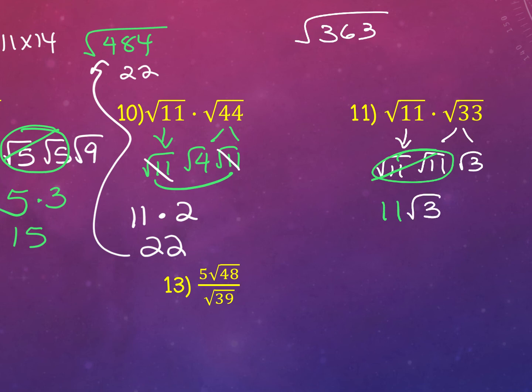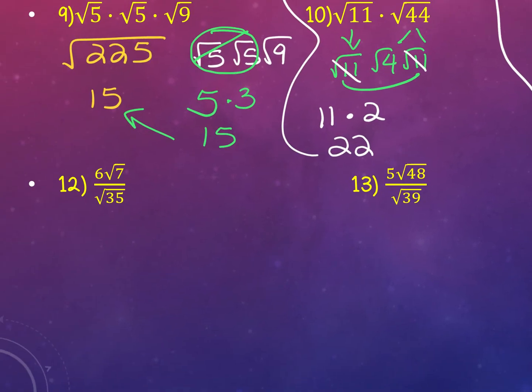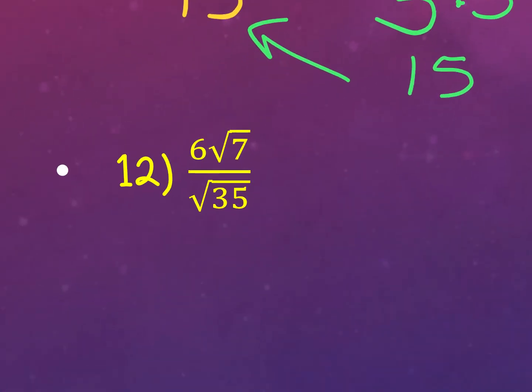So the square root of 363 is 11 square root 3. It makes it so much easier if you don't go through the process, because again, we're not using calculators. So it's better if you factor the way it's given. Let's try number 12. Now we've got the division.